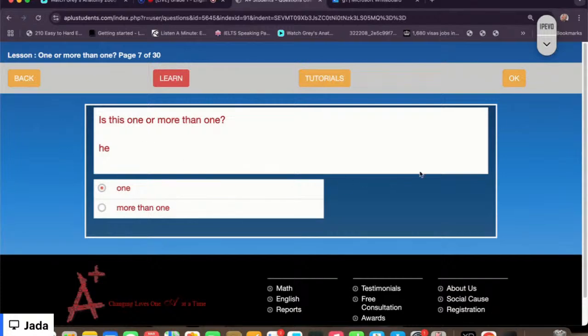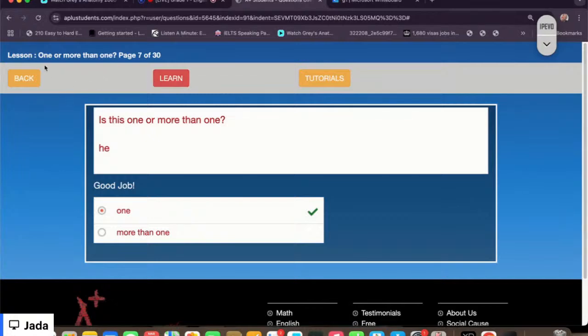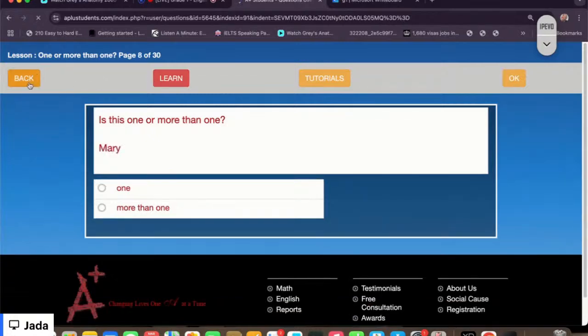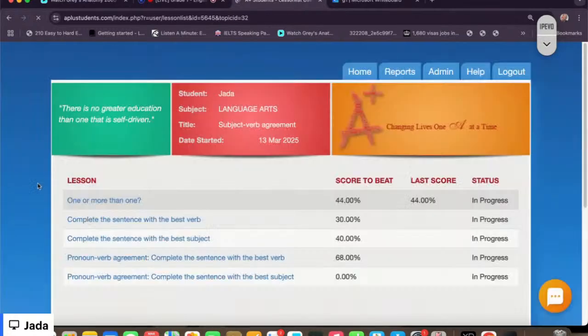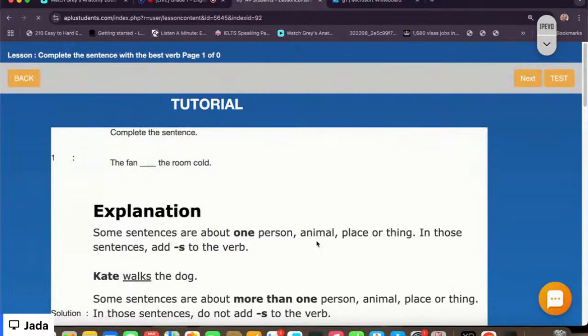Alright, so that's it for this lesson, which is one or more than one. If you haven't done it, you have to make sure that you complete this, okay? So we'll move on to the next lesson that we have for today. Our next lesson is complete the sentence with the best verb.